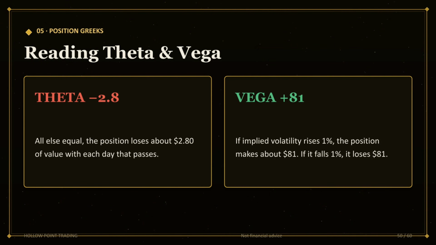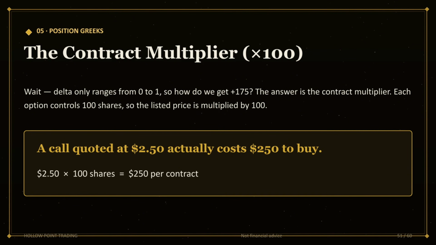Next, consider theta and vega. Theta represents the daily value lost as time passes, while vega shows how much your position gains or loses based on changes in implied volatility. You might wonder why we use numbers like 175 for delta. This is due to the contract multiplier. Since each option controls 100 shares, the quoted price is effectively multiplied by 100.